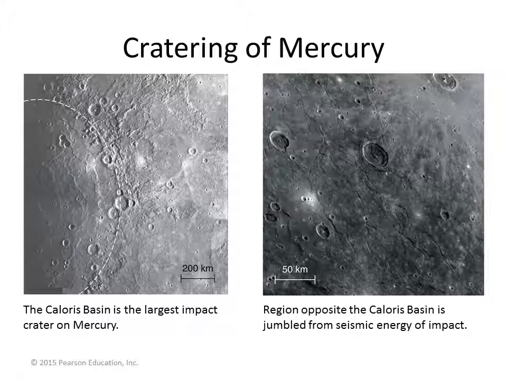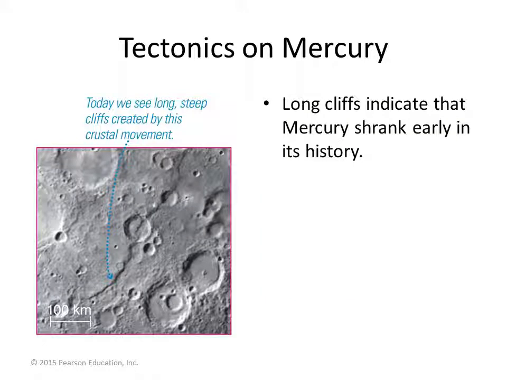So not only was there impact cratering and volcanic activity, but over on the right, we think there was something happening that caused Mercury to shift, cracks to form in its surface. So, tectonics on Mercury. Well, we have these long cliffs. Mercury must have shrunk early in its history. The rocks weren't able to withstand the stress of shrinkage and cracked. We see these in a few places on the surface of Mercury.